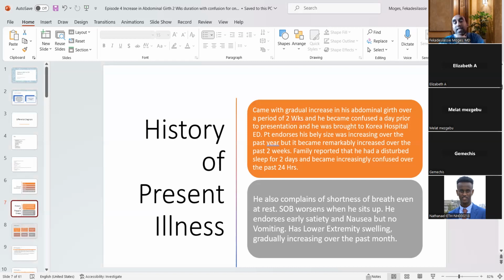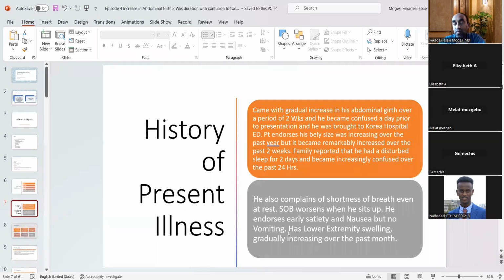He endorses early satiety. You didn't ask me about that. So you guys who have been talking about organomegaly should ask about early satiety, because if this patient has hepatosplenomegaly, that can potentially compress the stomach and compromise the stomach capacity. Then patients might experience early satiety. You didn't ask me about nausea. I mean, you asked about vomiting of blood, but you didn't ask about nausea and vomiting.